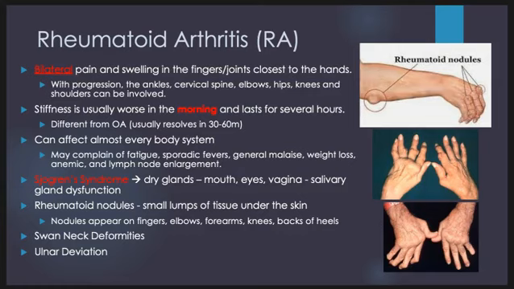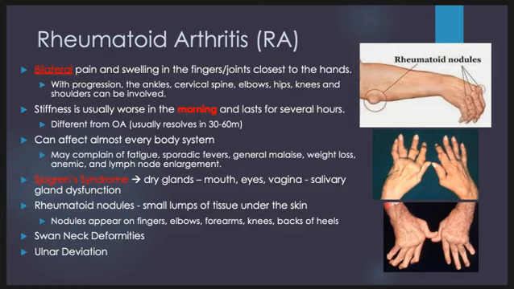With rheumatoid arthritis, it may affect almost every body system, and that's mostly related to the fact that it's an autoimmune disorder. Remember that autoimmune disorders affect other systems as well. A common complaint is fatigue or flu-like symptoms where the patients just don't feel well. They can have sporadic fevers that are typically low grade and general malaise or fatigue. They can also have weight loss, poor nutrition, or even lymph node enlargement due to the autoimmune disorder.